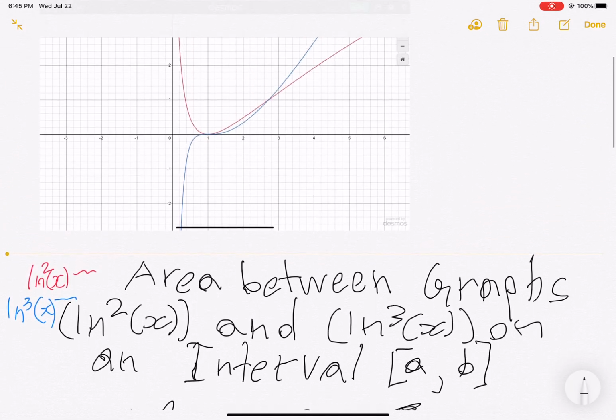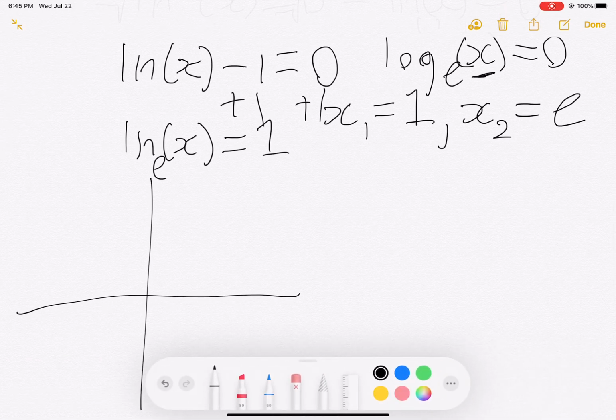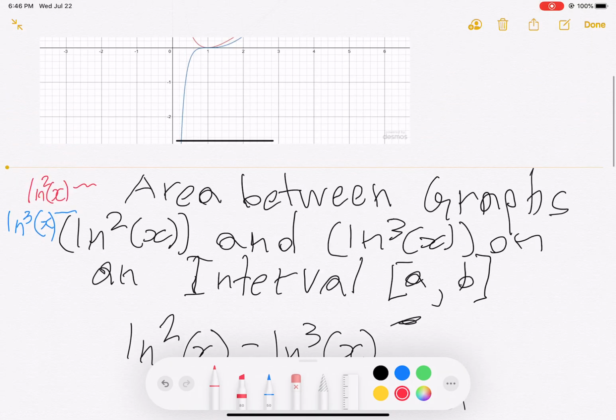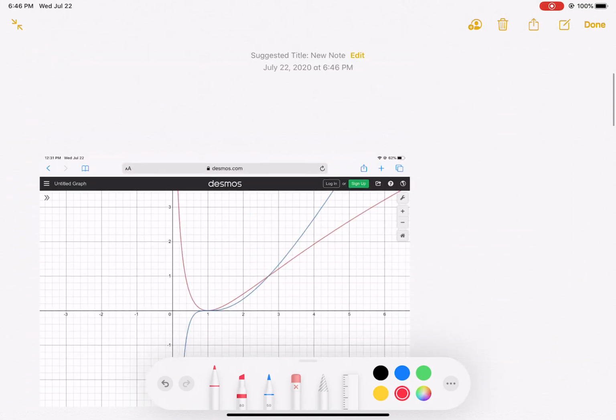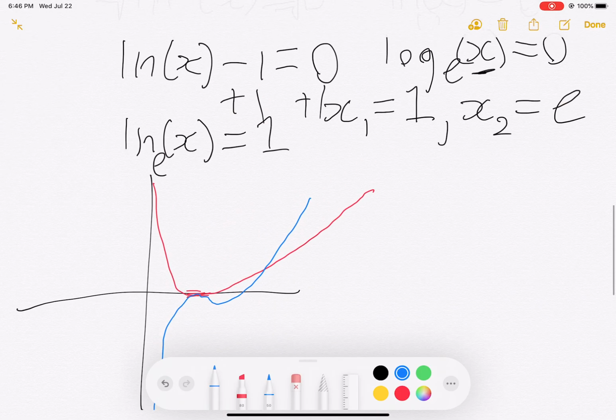Let's see. So this is probably going to take me a few attempts. Oh, not bad. Actually, that's horrible. It's also bad. Oops. Okay, that's good enough. Just pretend like this actually intersects this here. And then the blue graph is going to be like this. Oops. Okay, good enough, right?